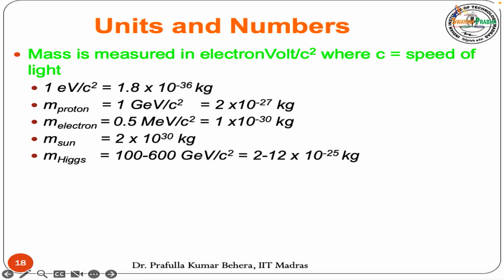Proton mass is 1 GeV, about 10 to the minus 27 kg. When you go to 10 to the minus 26, it doesn't look good. So we have converted such that you don't worry about it. We go to the GeV. Electron mass is 10 to the minus 30 kg, but 0.5 MeV.